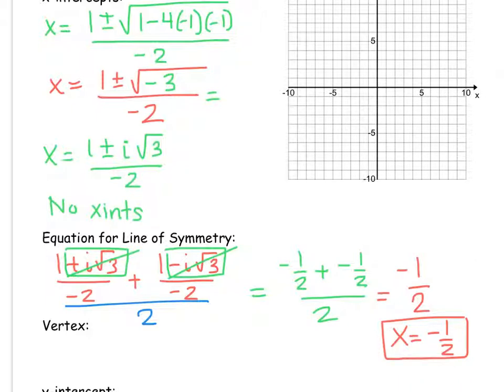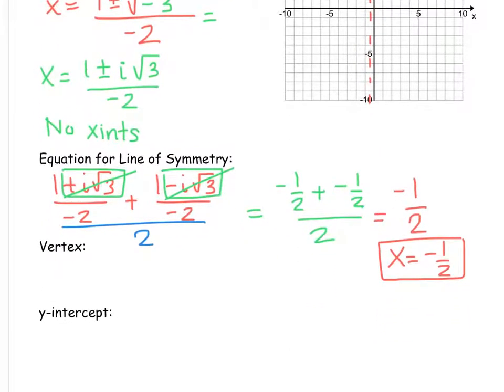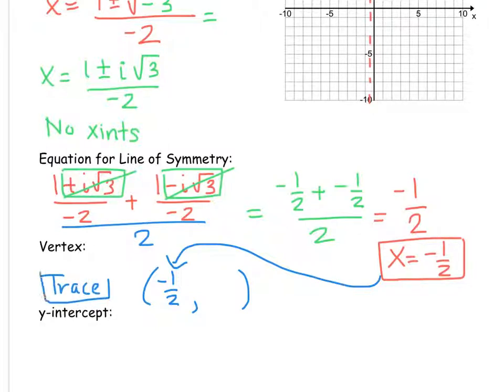So let's try to draw that on the graph here. Negative 1/2 would be right here. Okay, so let's get something else to go with it. Let's get a vertex. Once we've done our line of symmetry, the vertex is the same as it was even when the x-intercept existed. We'll plug in our line of symmetry. Remember, you can use negative 0.5 instead of negative 1/2 in your calculator. We'll grab our graphing calculator and we'll put trace.